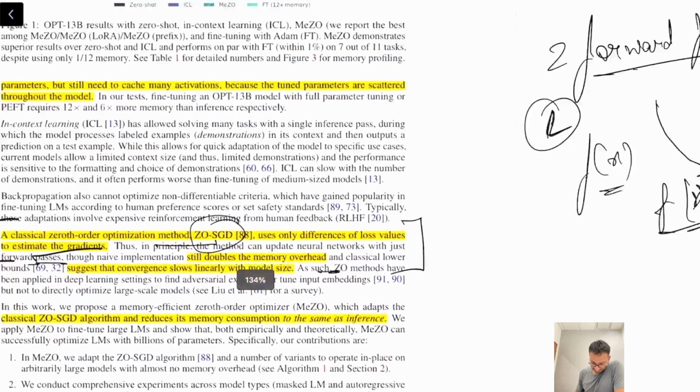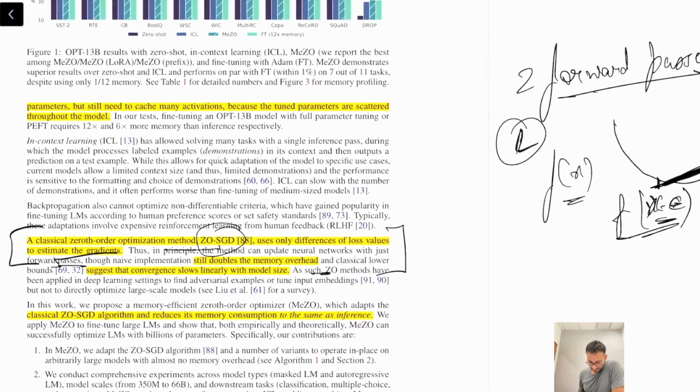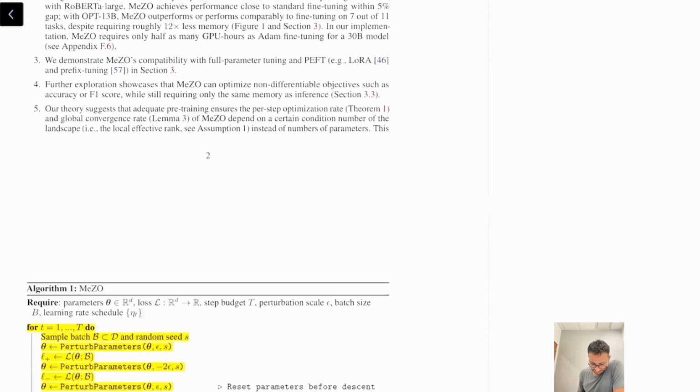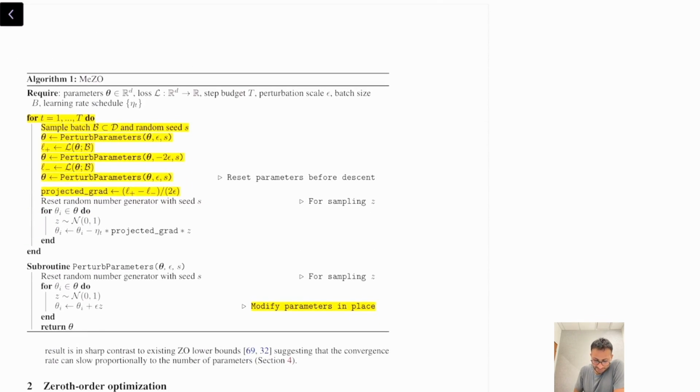Okay, so let's get back to the paper. Classical zeroth order stochastic gradient reduces memory consumption to the same as inference. Okay, let's come to this algorithm 1, memory efficient zeroth order optimization. This is what I explained a little bit ago.